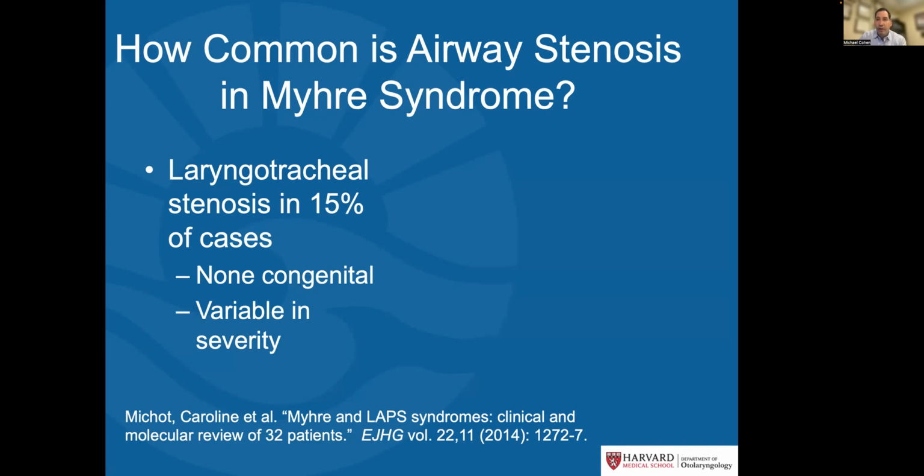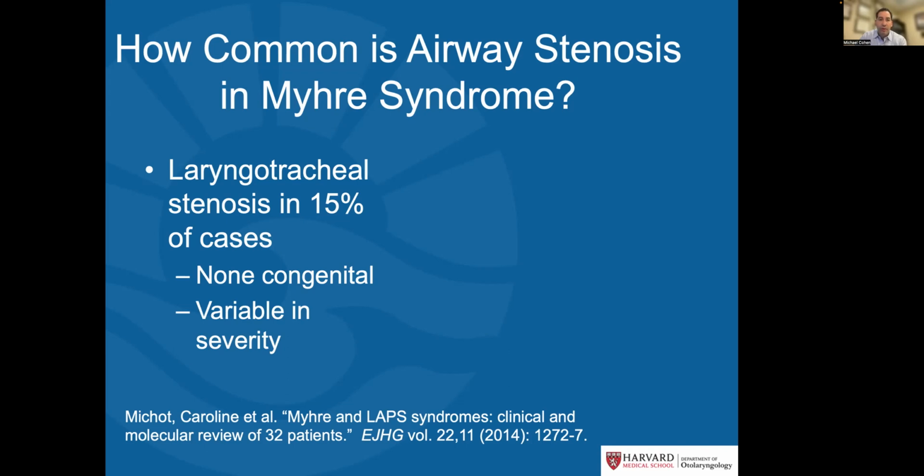So in children with Myhre syndrome, airway stenosis can occur. Laryngotracheal stenosis, meaning of the voice box or the windpipe, has been noted to occur in up to 15% of cases. And this typically occurs as an acquired condition, meaning something that wasn't there at the time of birth, but something that is acquired later in life, either due to irritation or just gradual stenosis over time. And this can be highly variable in the severity or degree of stenosis.